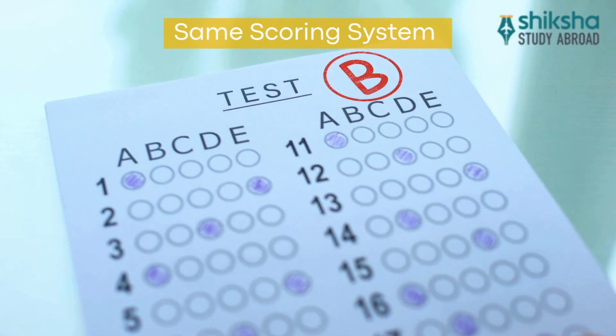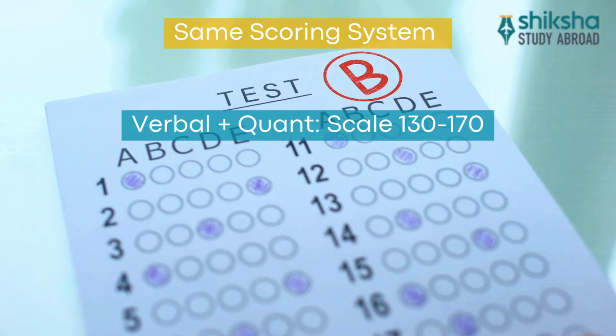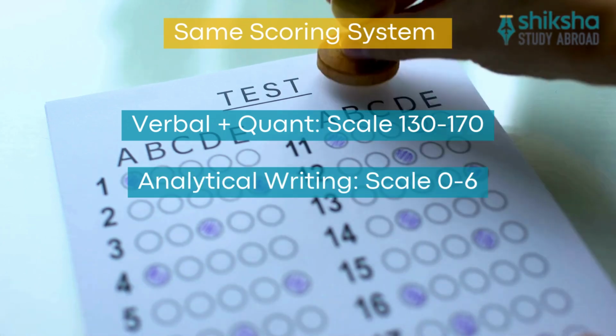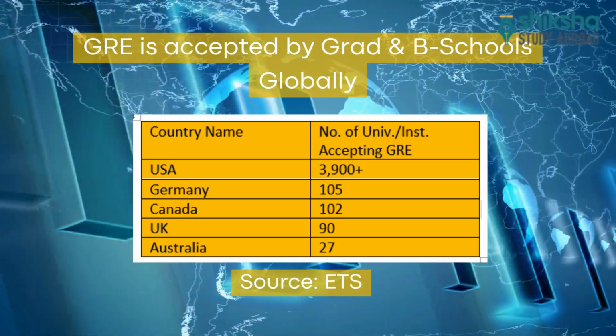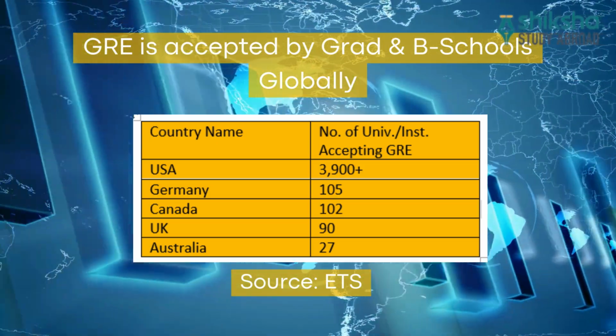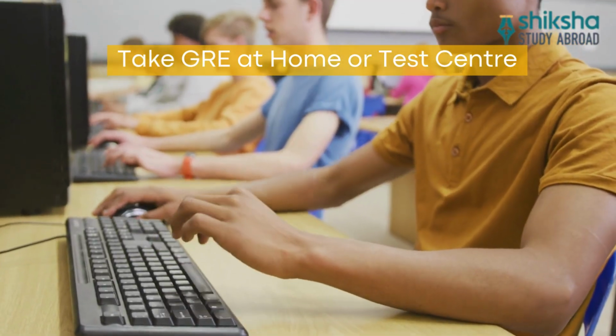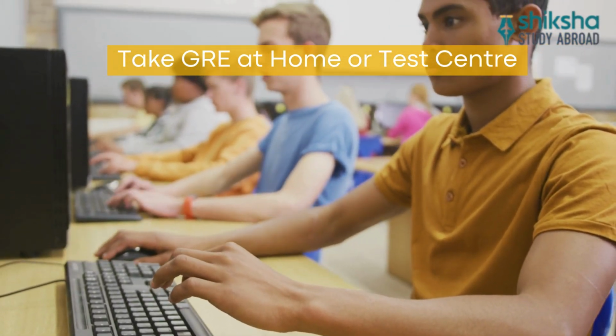Number 1, the scoring system is the same. Verbal and quant are scored on a scale of 130 to 170 and analytical writing is scored from 0 to 6. Number 2, the GRE is still widely accepted by thousands of grad and business programs. Number 3, you can take it at home or at a test center.